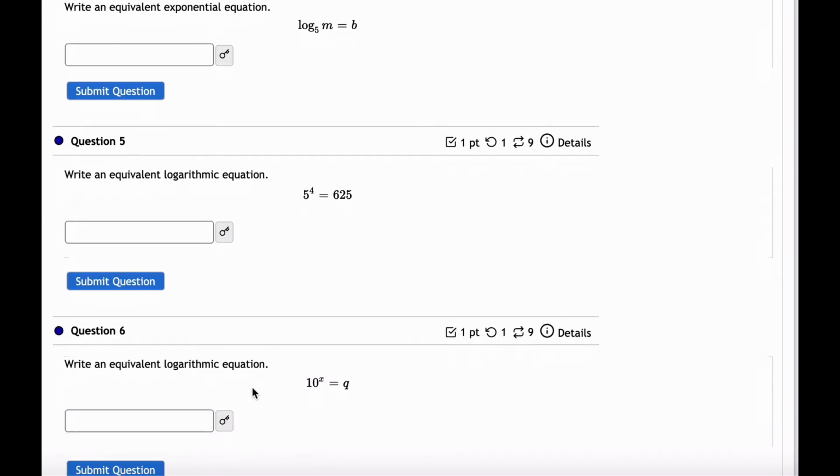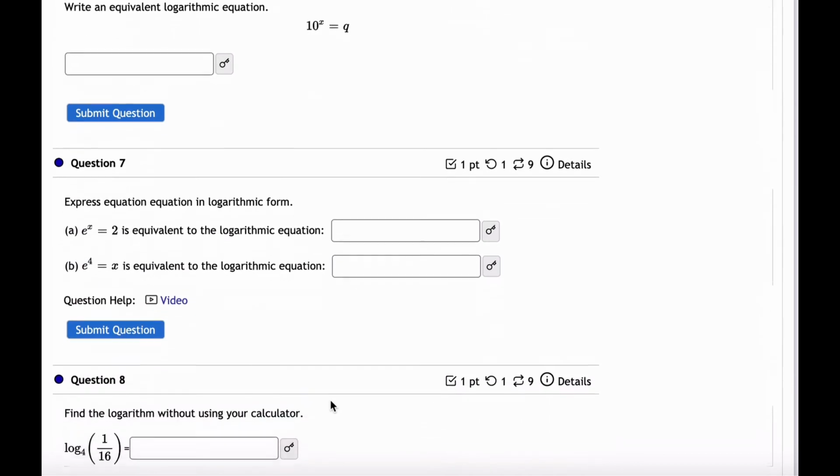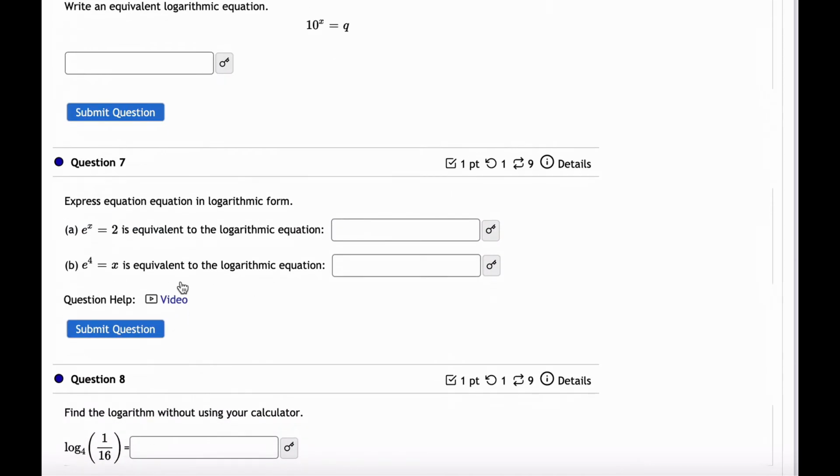Question 6 is a lot like question 5. They start you out with an exponential equation down here. It's just now you've got some letters and some numbers floating around, but don't let that mess with you. Question 7 is the last of these types where they start you out with an exponential equation. They actually give you 2.